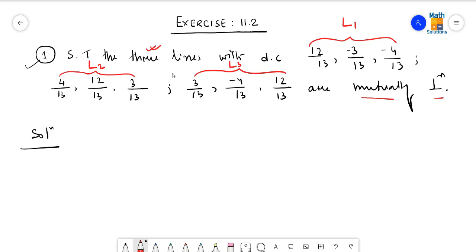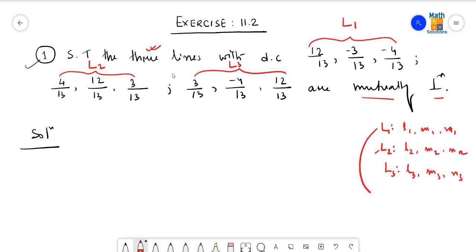Now these direction cosines of the first line L1 can be taken to be, say, small l1, then small m1, then small n1, and that for the second line L2 can be taken to be small l2, small m2, then small n2. Similarly, for line capital L3, the direction cosines can be taken to be small l3, then m3, then n3. Now after this we already know one formula, that is what?